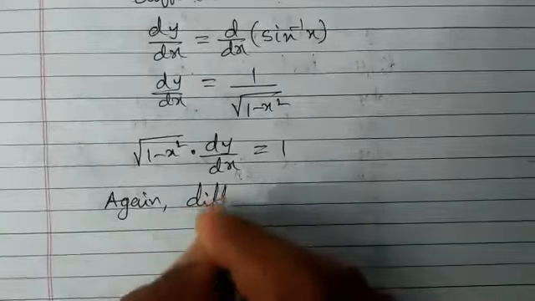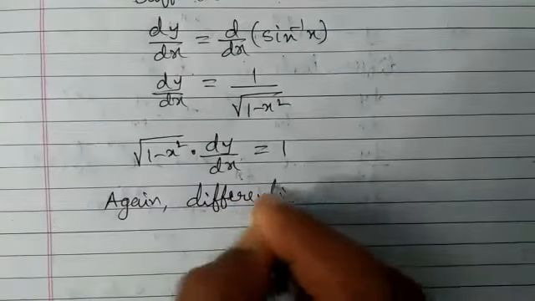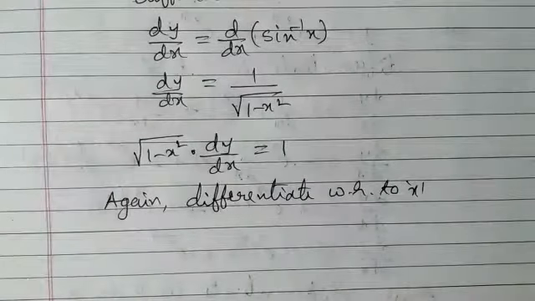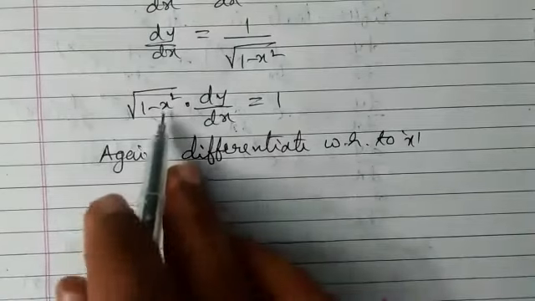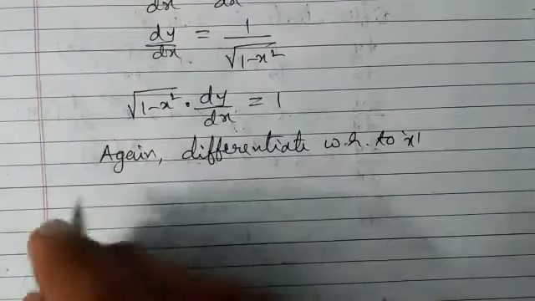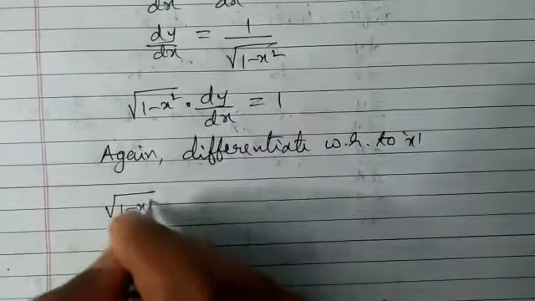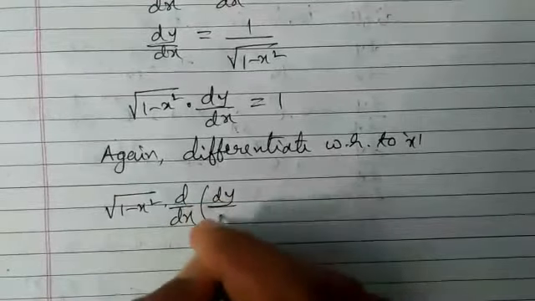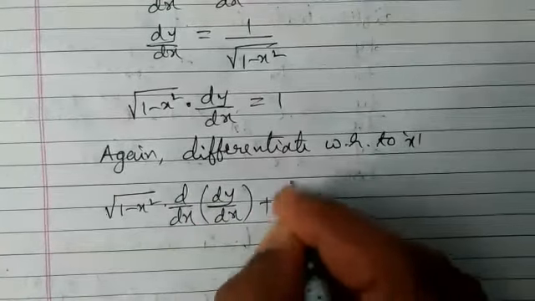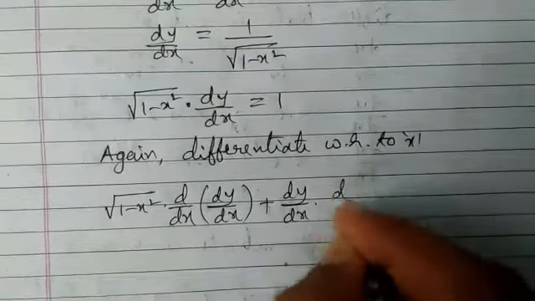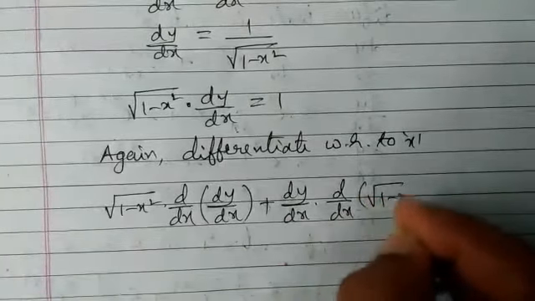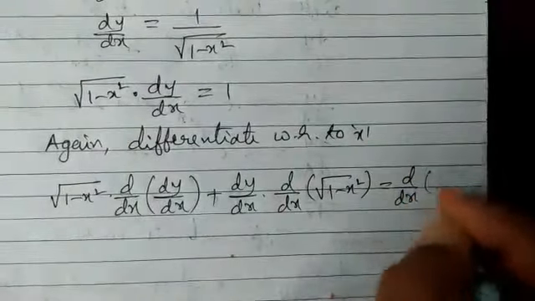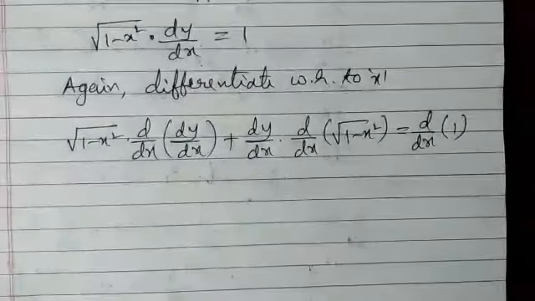Again, differentiate with respect to x. Now this acts as f of x into g of x. Right, guys, directly: root of 1 minus x square into d by dx of dy by dx, plus dy by dx into d by dx of root 1 minus x square, is equal to d by dx of 1.